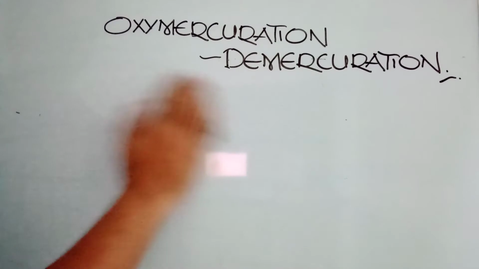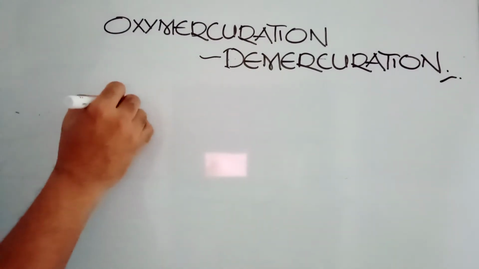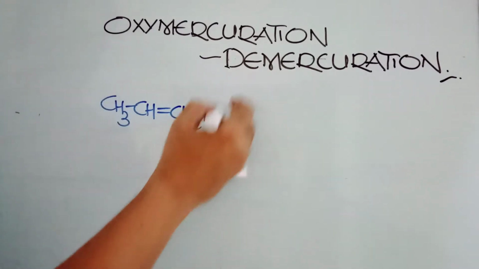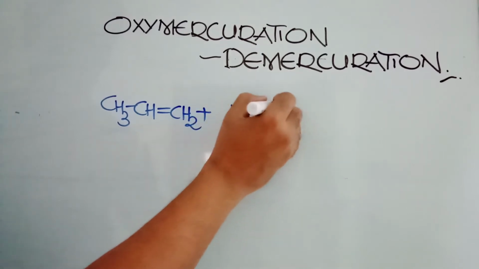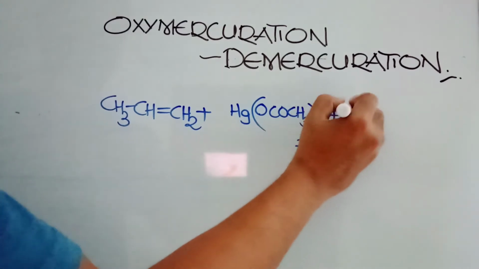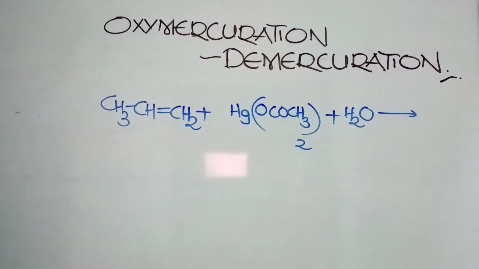What we are going to use is, for example, CH3-CH=CH2. To this you are adding mercuric acetate, Hg(OCOCH3)2, in the presence of water. Aqueous mercuric acetate is treated with the alkene, an unsymmetrical alkene. You can take any alkene, but unsymmetrical is better for us because we need a non-rearranged Markovnikov product. That's why we are going with oxymercuration, demercuration.